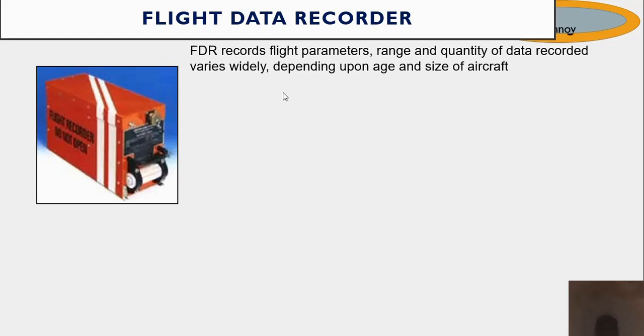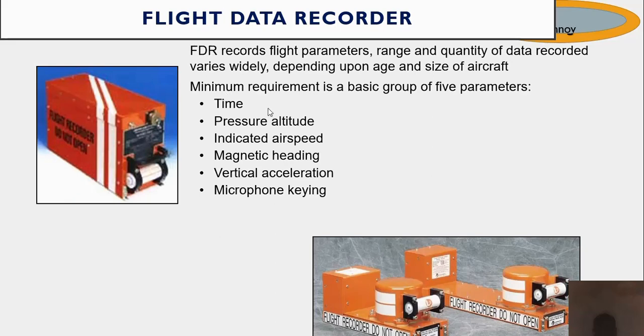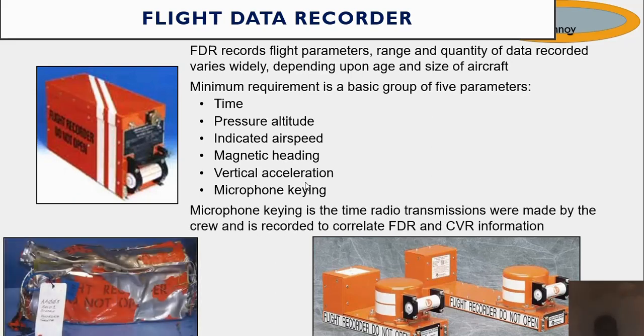FDRs record flight parameters. The range and quantity of data recorded varies widely depending upon the age and size of the aircraft. The minimum requirement is a basic group of 5 parameters: the time, pressure altitude, indicated airspeed, magnetic heading, vertical acceleration, and microphone keying. The microphone keying is the time radio transmissions were made by the crew and is recorded to correlate FDR and CVR information.